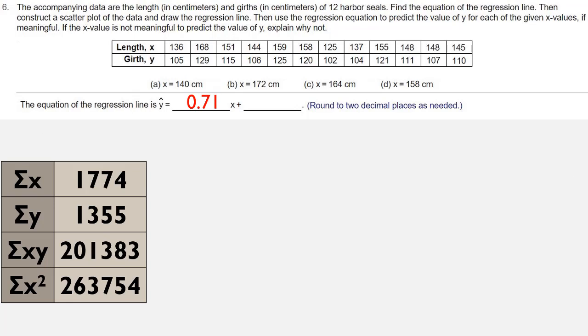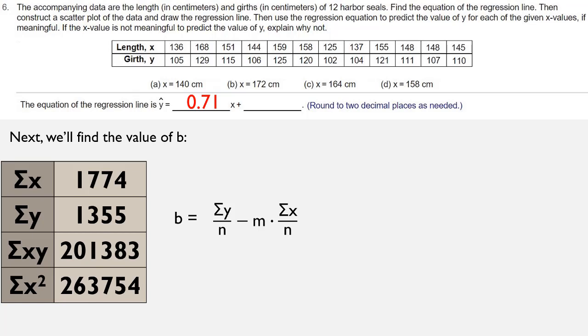Now we want to find b. To find b, we have the formula sigma y over n minus m times sigma x over n. Remember that the m we just found was that fraction at the end. We don't want to use the decimal because we don't want to use an inaccurate value.